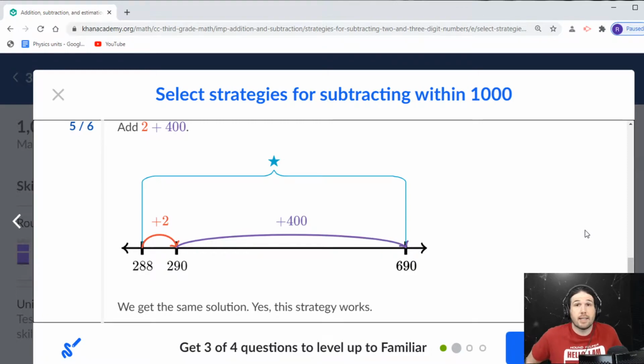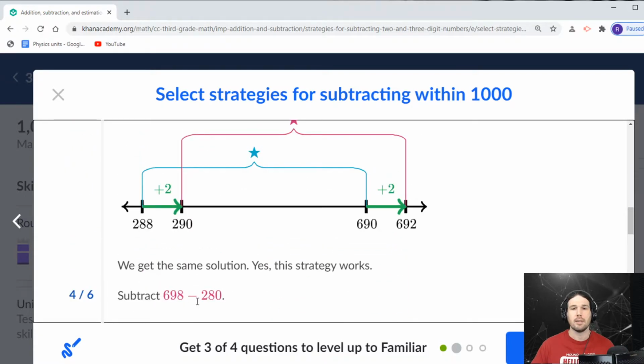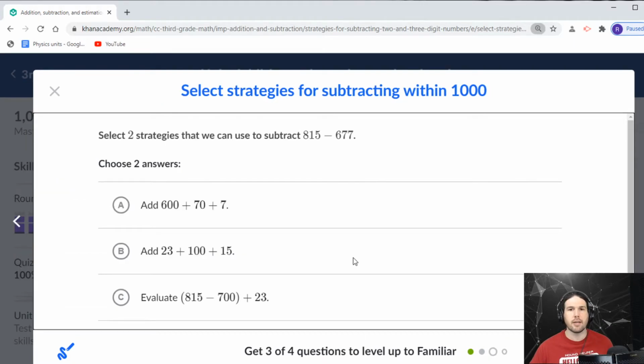That doesn't mean it's invalid. It just means that I don't understand. So we're going to move on to the next question, and I'm going to remind myself to look back at this and see if I can pick it apart a little bit later and figure out where exactly this 400 plus 2 came from. Let's move on. Select 2 strategies that we can use to subtract 815 minus 677.